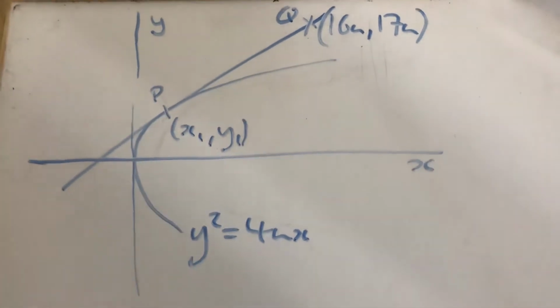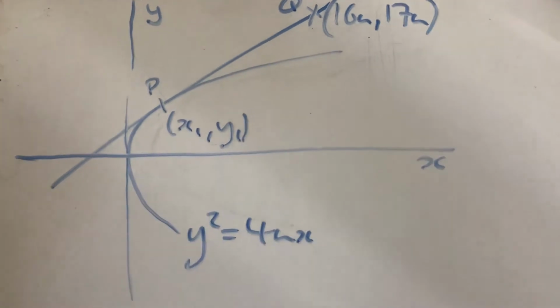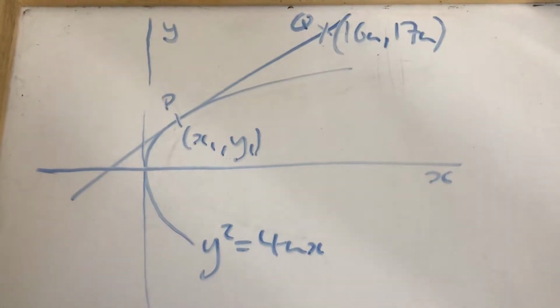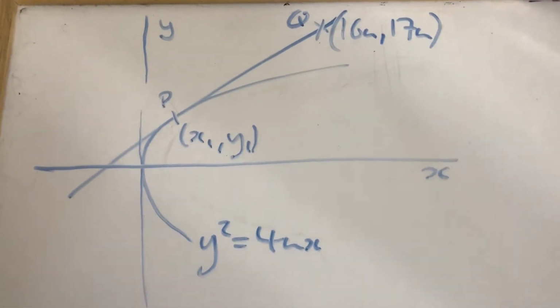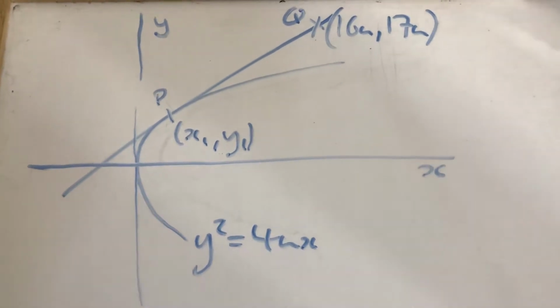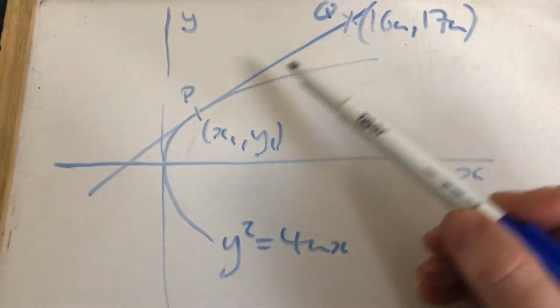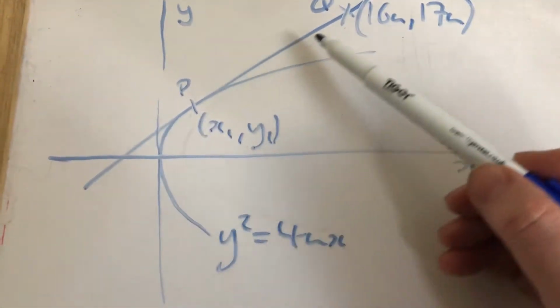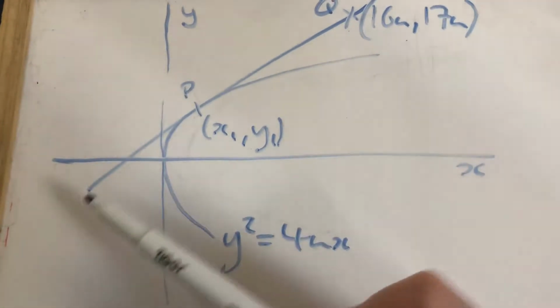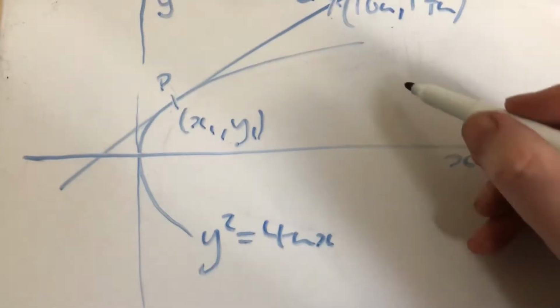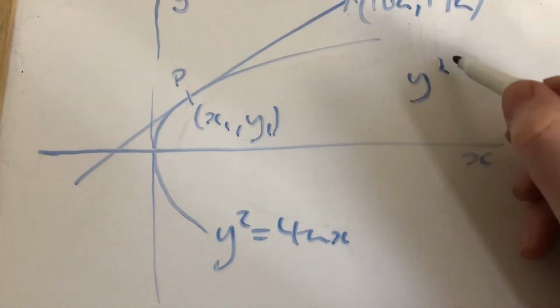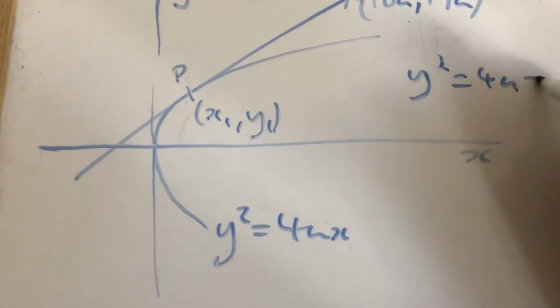Okay, so looking at it, like many problems of this type, it's a case of deriving two equations for the same property. In this case, it is the equation of the line, or more specifically, it is the gradient of this line here. Okay, so on the parabola, y squared equals 4ax.